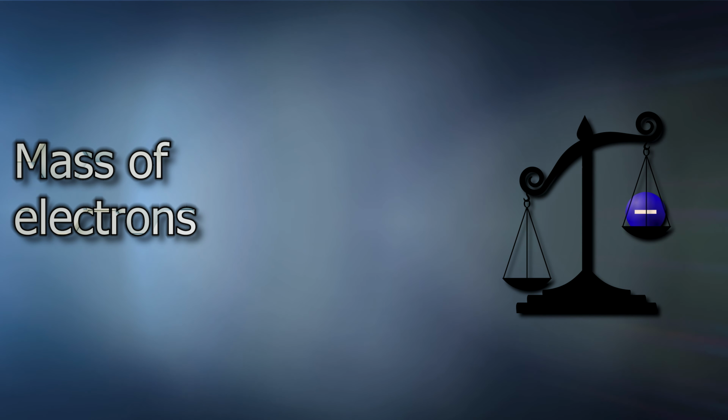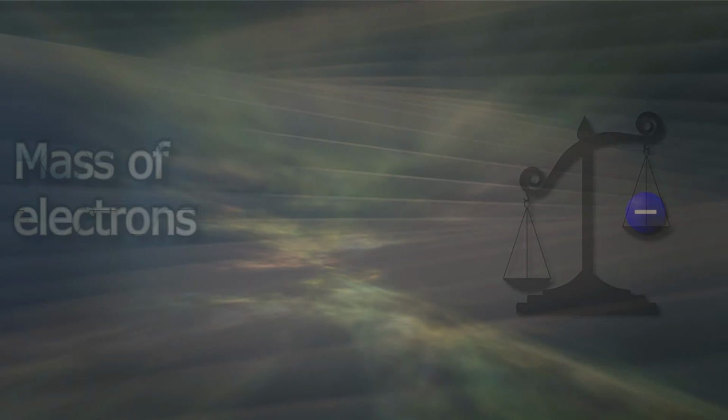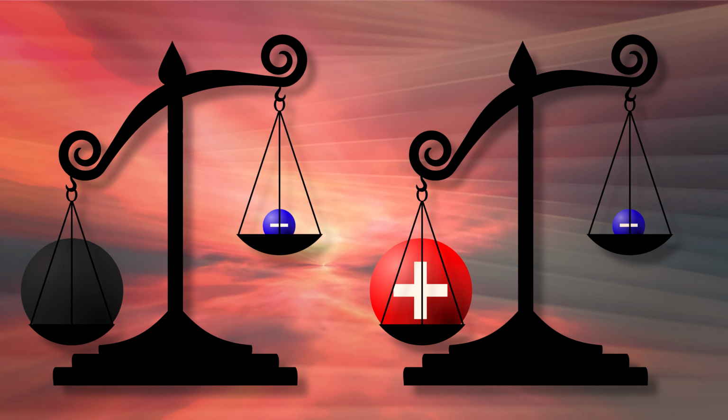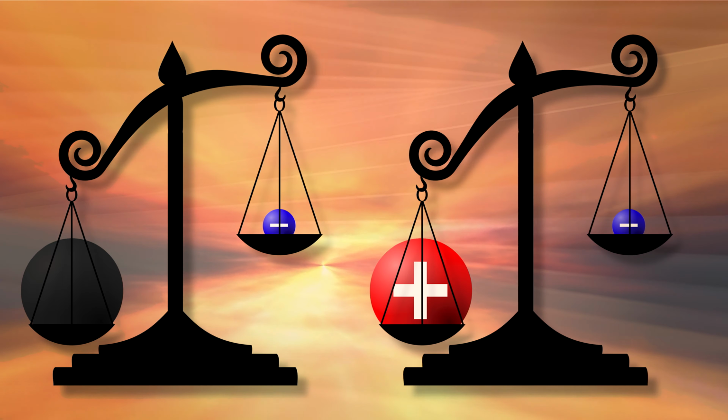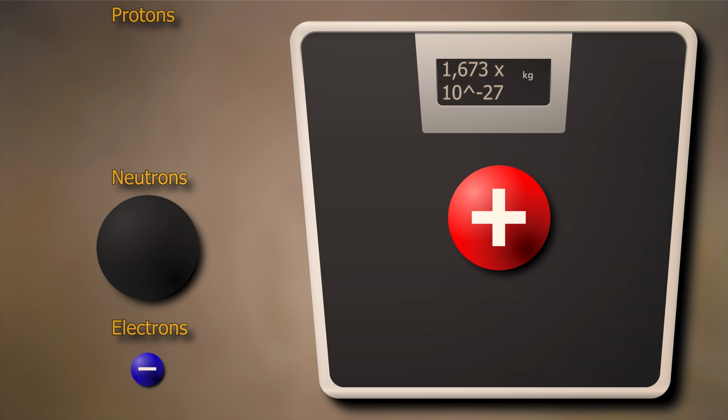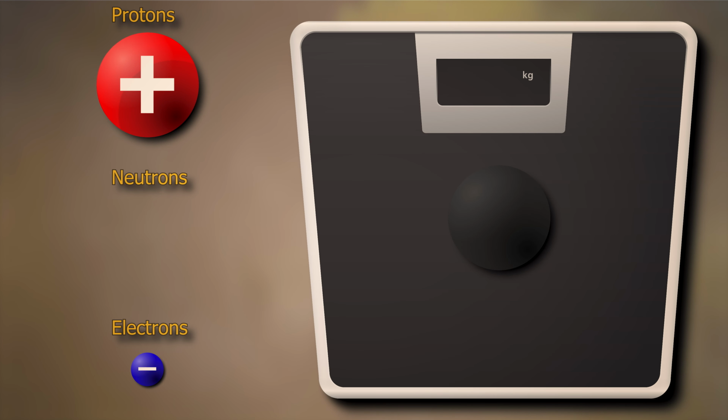While electrons contribute to the overall charge of an atom, their mass is relatively insignificant. In terms of mass, electrons are much lighter than protons and neutrons. A proton has a mass of approximately 1.673 times 10 to the minus 27 kilograms. Neutrons also have a mass of approximately 1.675 times 10 to the minus 27 kilograms.